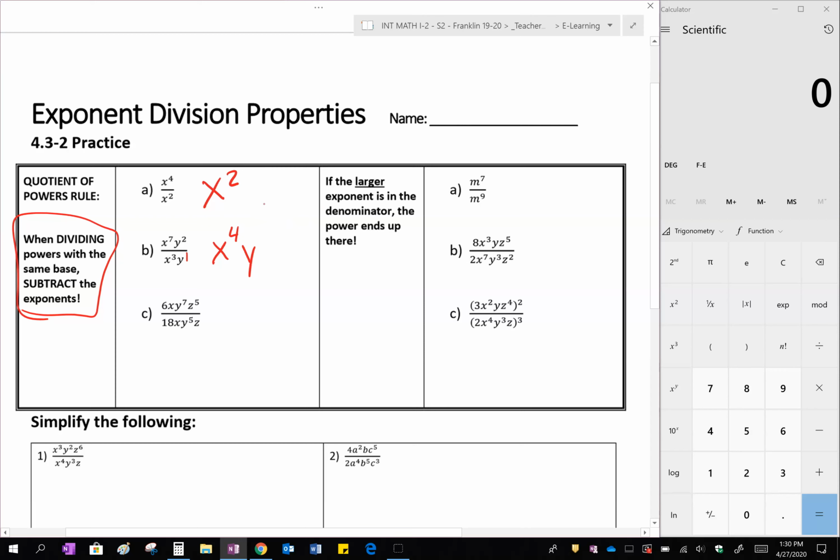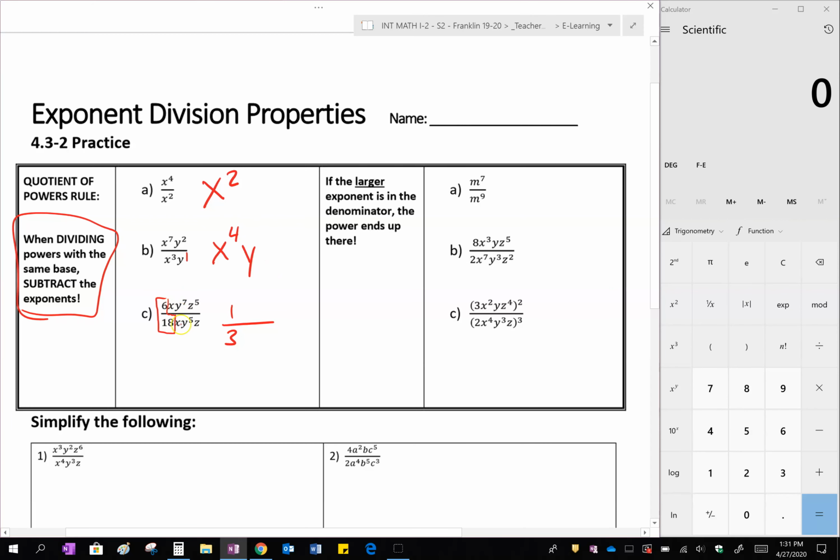Now if you have coefficients, the numbers in front, just divide those like you would normally. And if you can't divide them, like 6 divided by 18, well 18 doesn't go into 6. What you're going to do is just leave a fraction. So 6/18, that reduces to 1 over 3. And then move on as normal.